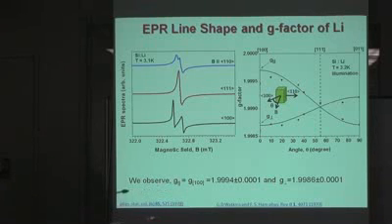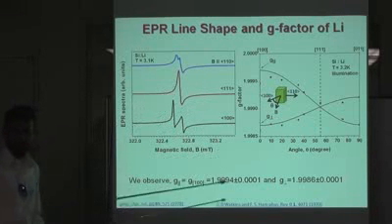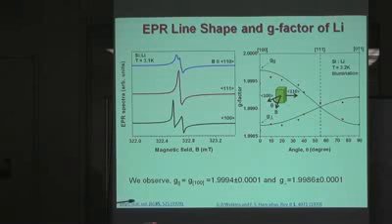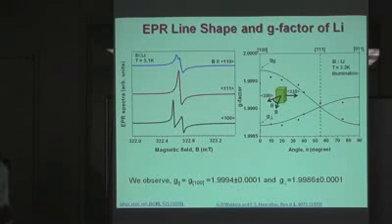Why are we able to detect the lithium EPR line without any external stress? Because we think that there is some residual stress in my sample due to the rapid quenching of my sample after diffusion.